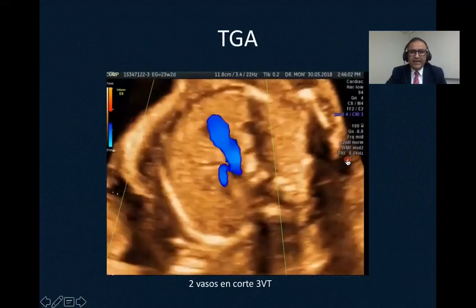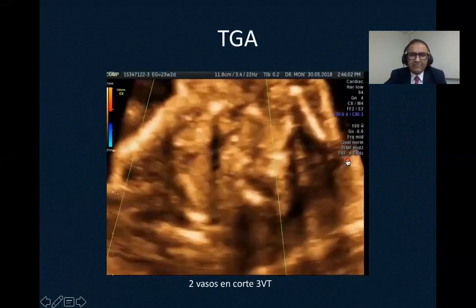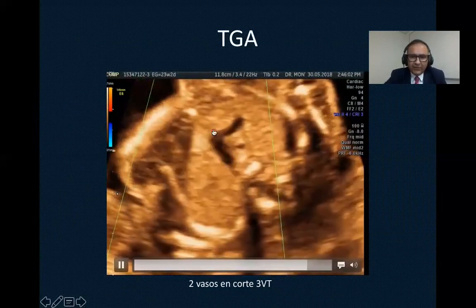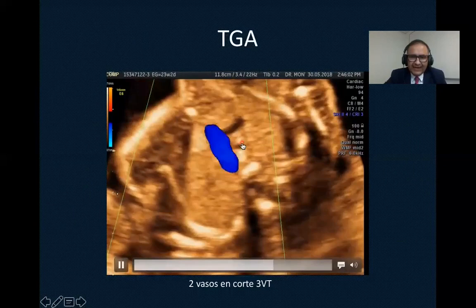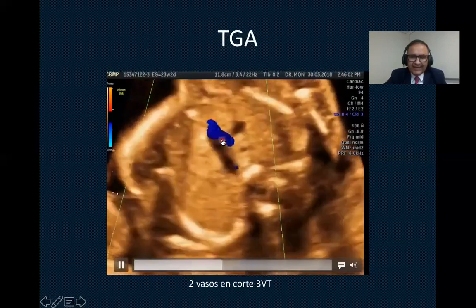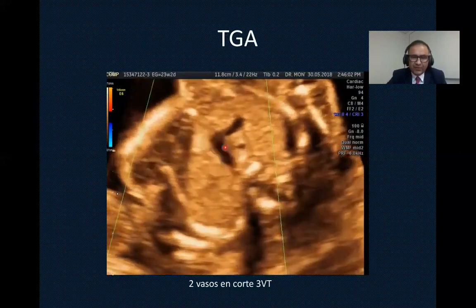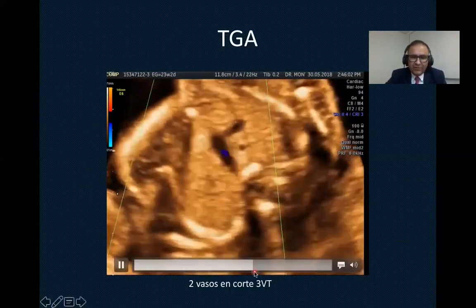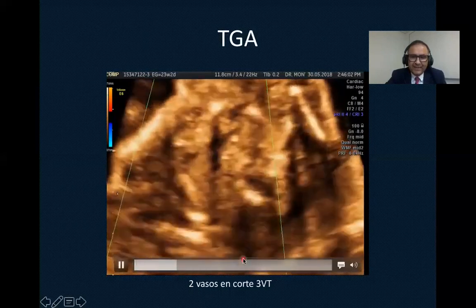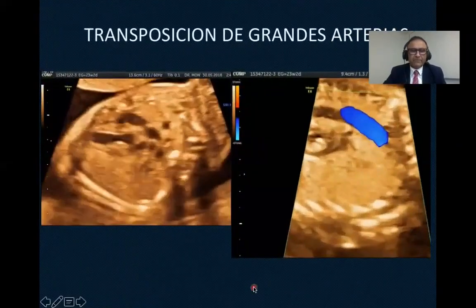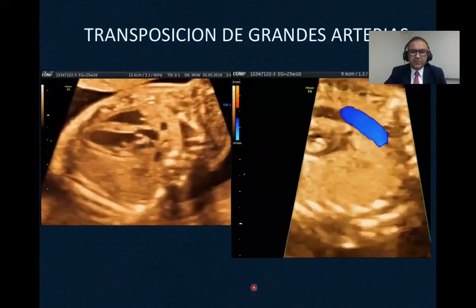And in the 3-vessel trachea view, we will clearly see here 2 vessels, the aorta with its antegrade flow, the vena cava, and the trachea. We do not see the pulmonary artery because it is below the aorta, since it is transposed. Therefore, this is a sign of transposition of the great arteries. Instead of 3VT, we will look at 2 vessels, aorta, cava, and trachea. Here again, transposition of the great arteries.